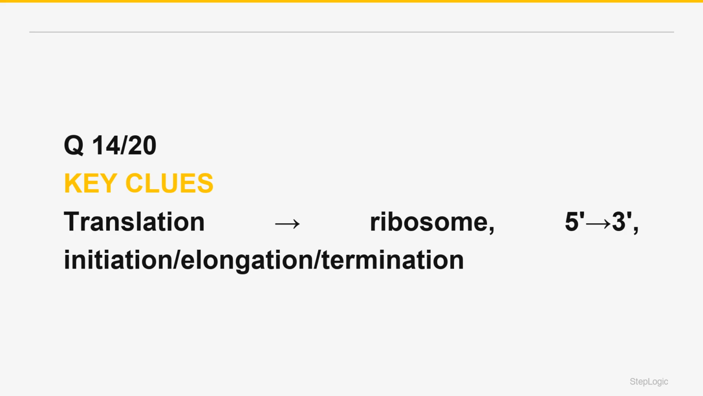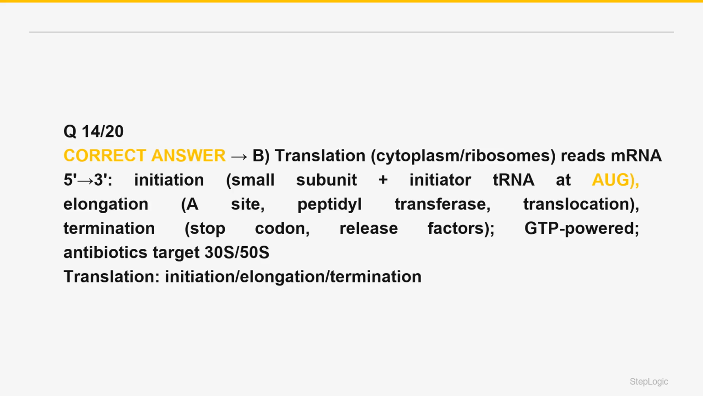Translation is the synthesis of protein from mRNA, occurring in the cytoplasm on ribosomes, free or rough ER bound, reading the mRNA codons in the 5' to 3' direction. It has 3 stages. Initiation: the small ribosomal subunit and the initiator tRNA carrying methionine, formyl-methionine in bacteria, assemble at the start codon AUG, then the large subunit joins using initiation factors and GTP. The tRNA anticodon pairs with the mRNA codon, and tRNA carries the matching amino acid. The correct answer is B.